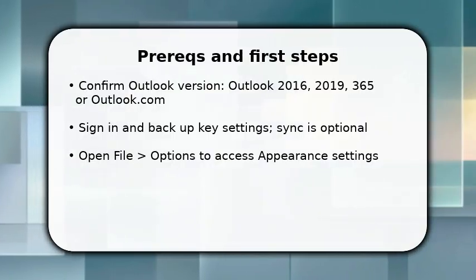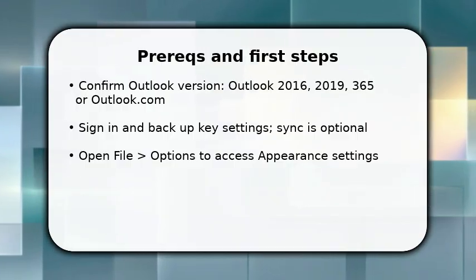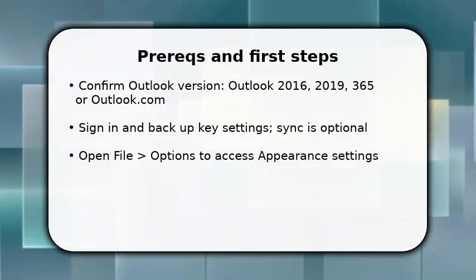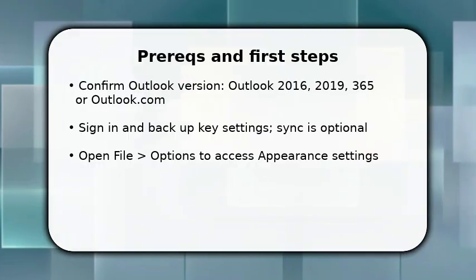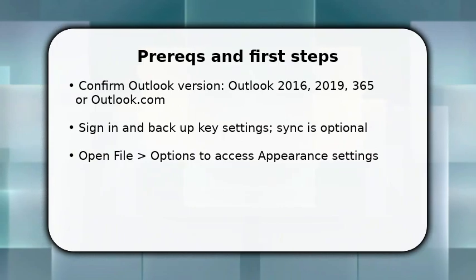Make sure Windows Theme won't override app colors by checking settings personalization later. For now, focus. Select Mail or General in Options to find theme controls. You'll change themes and reading pane colors next, so don't close Options until you complete the next slide.